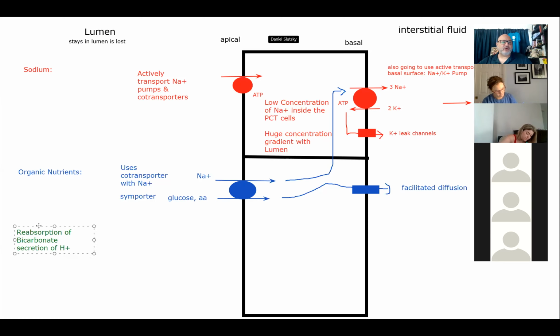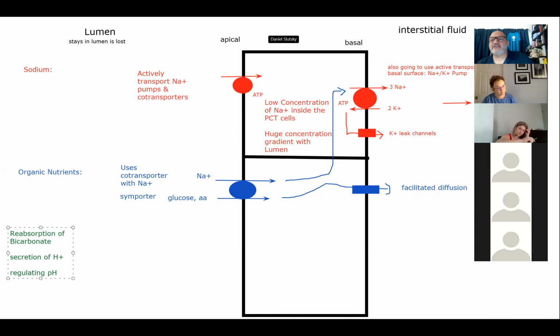Why is the reabsorption of bicarbonate and the secretion of hydrogen ions so important? Regulating the pH level of the body. Exactly. This plays a huge role in regulating our blood's pH. So let's talk about this process, this pathway.